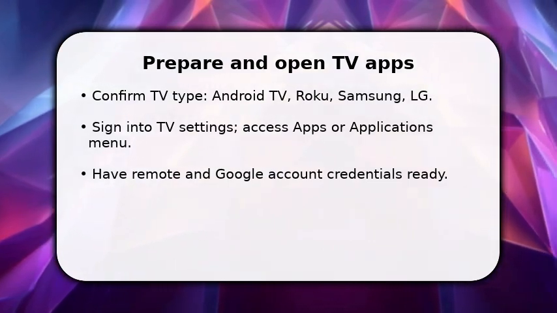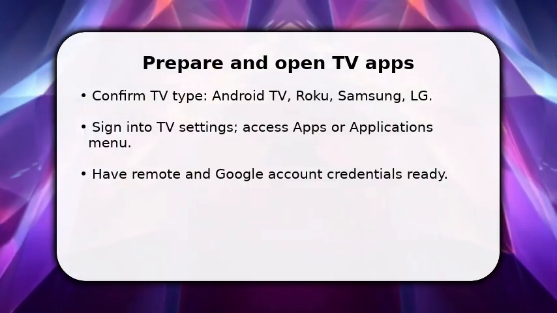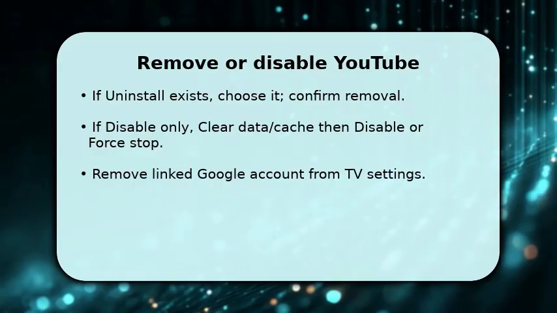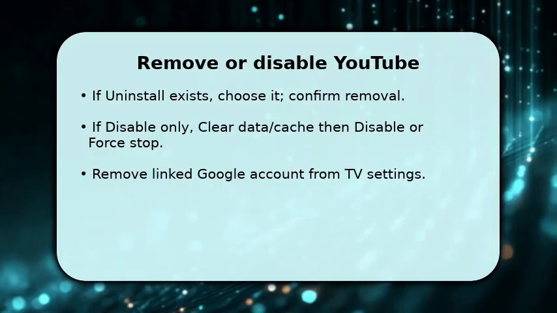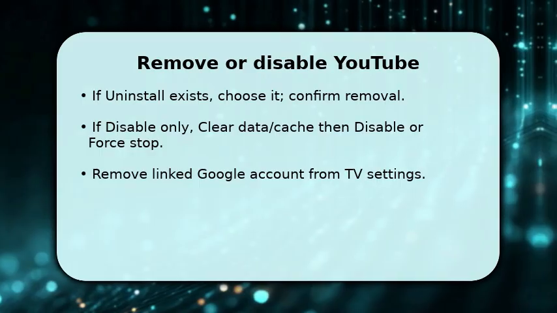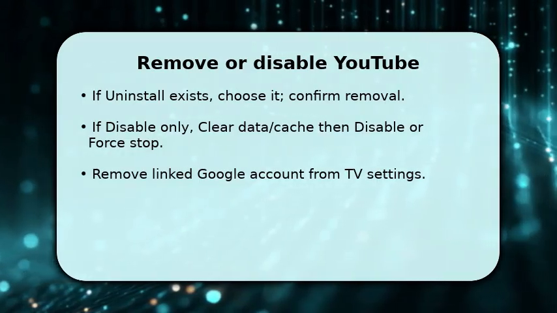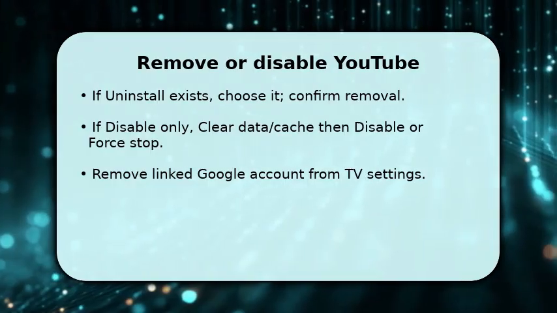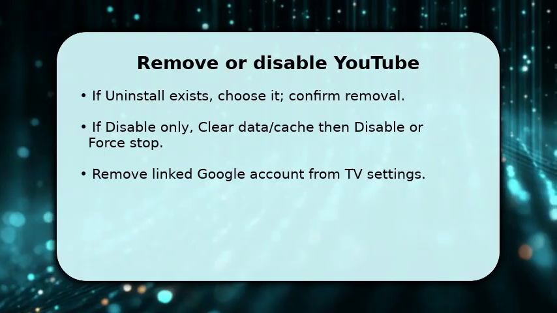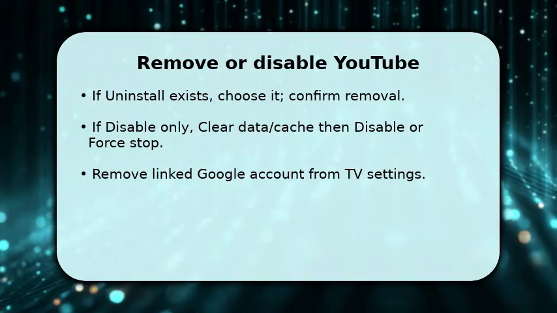If the TV offers uninstall, choose it and confirm to delete the app and its data. If only disable is available, first clear data and clear cache to erase credentials, then force stop and disable the app to prevent relaunch. Next, go to Accounts and Settings and remove your Google or vendor account so the app won't relink. Make sure to also turn off automatic updates for system apps to avoid automatic reinstallations.